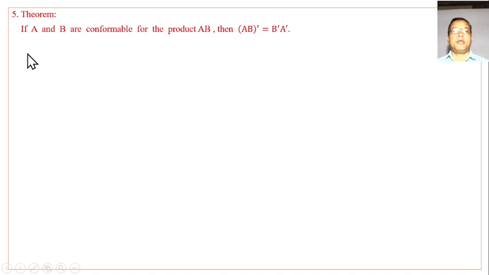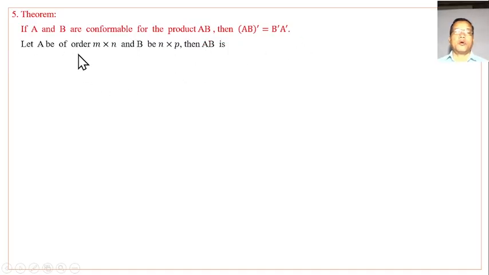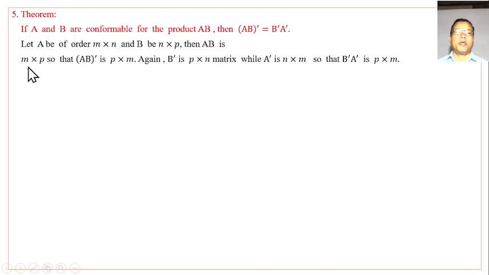Theorem 5. If A and B are conformable for the product AB, then the transpose of the product AB is equal to B transpose into A transpose. Let A be of order m by n and B be of order n by p, then the product AB is of order m by p.